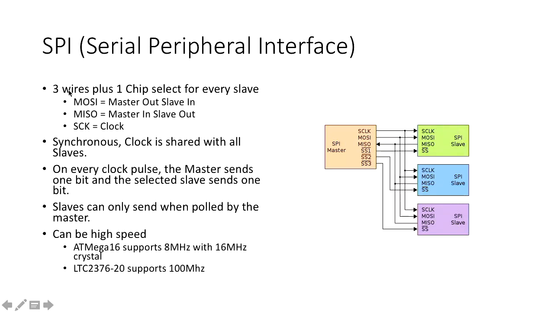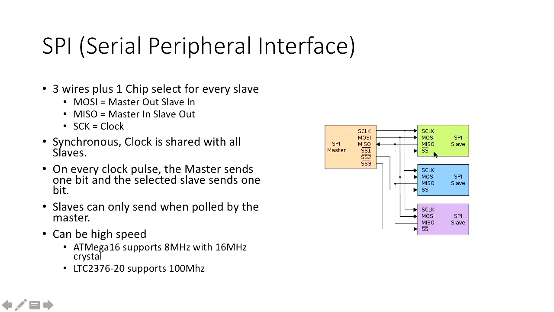And when you have 3 wires plus 1 chip select, why do you need a chip select? Chip select means the microcontroller, which I call the master, has to tell where it is communicating, to the SD card, display, sensor, or something else. It has to tell which one it is communicating with. So that's the reason it got a chip select: 3 wires plus 1 chip select for every slave.